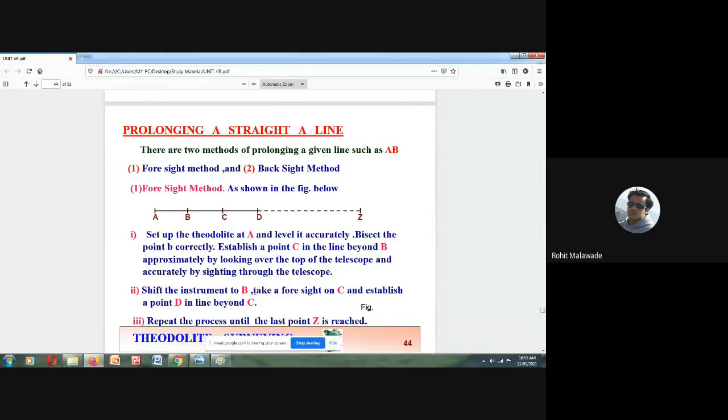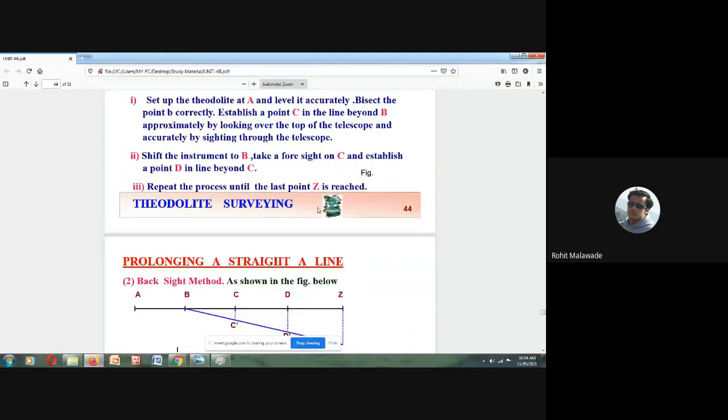Now shift the instrument to B. From A you have shifted it to B, take the foresight on C and establish the point D. By keeping the instrument at B, you will see towards C, and you will see that point D will also be in a straight line. Repeat the same procedure until you reach the point Z. So this is what the foresight method is.